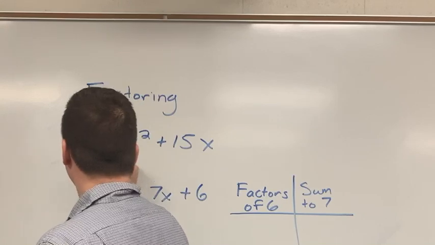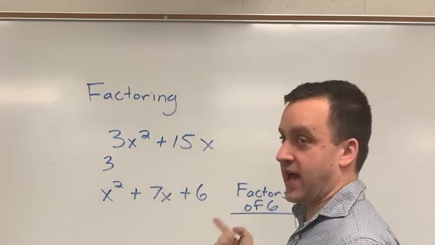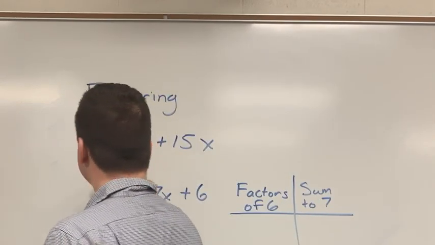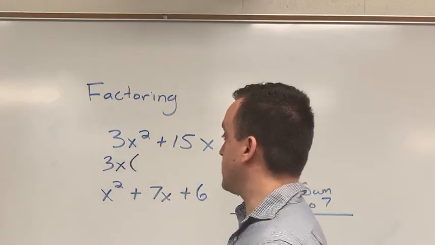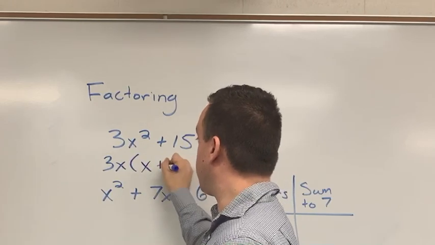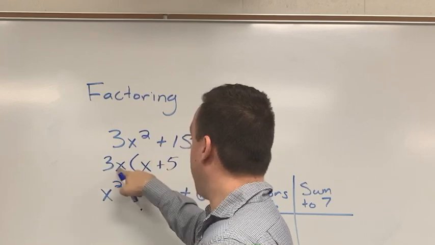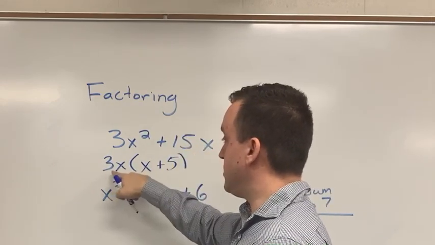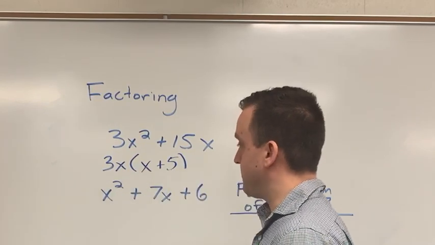So I can pull 3 out of the expression, and then looking at x squared and x, I can pull 1x out. So we're going to take 3x on the outside of the parentheses, and I see that 3x times x would make 3x squared. So the first term would be x, bring the plus sign, 3 times 5 is 15, and then if I multiply by the x, that would give me the x term. So this reduces or factors into 3x times x plus 5.